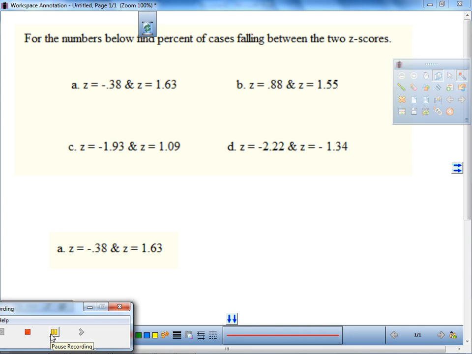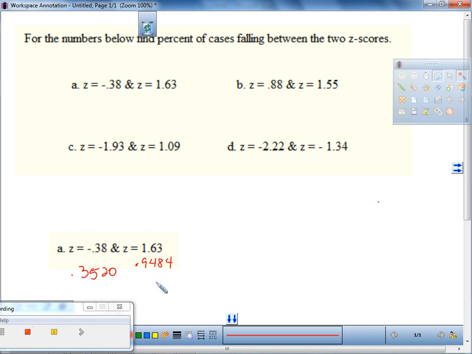Alright, now I go look up 1.63. In my tabled value for that, I should come up with 9484. So it's 0.9484. Okay, and I'm going to do the same thing for the negative 0.38. And for that value, I end up with 0.3520. Again, these are coming from the table, and we're going to find the area.